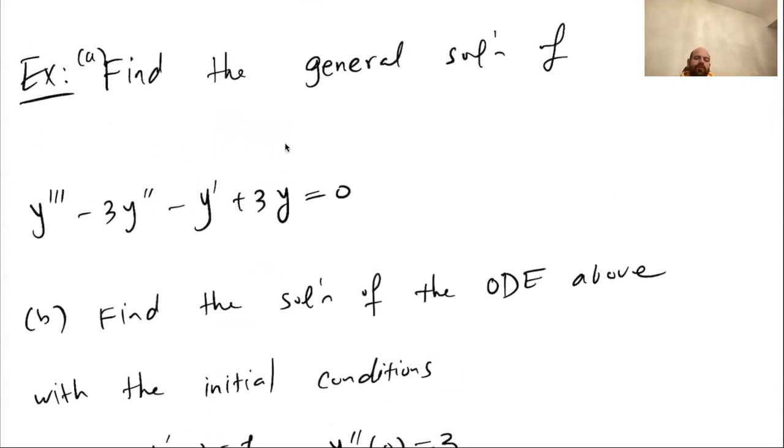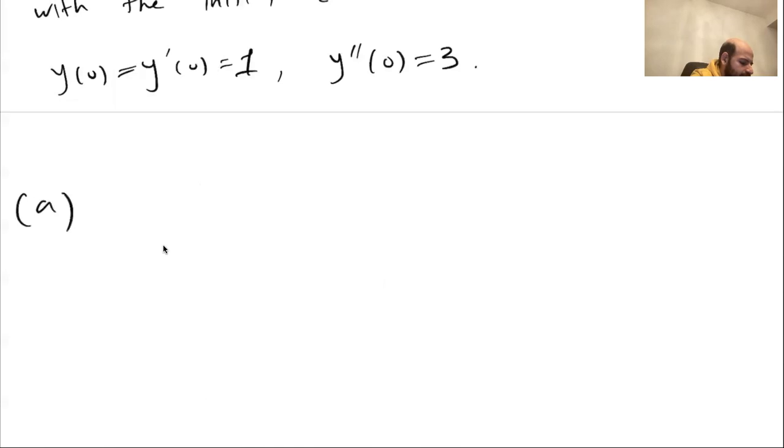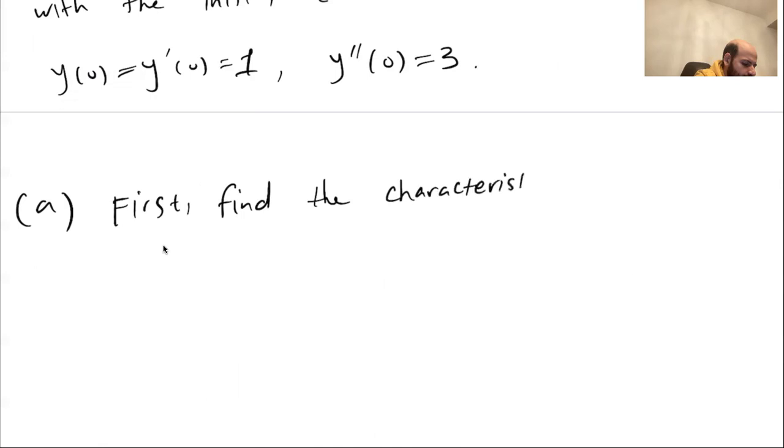So in part A, where we want to find the general solution of this ODE, first we need to find the characteristic equation. Once we have the characteristic equation of this ODE, we can find the roots of the characteristic equation, and then we can go from there. So part A, first find the characteristic equation of the ODE above.